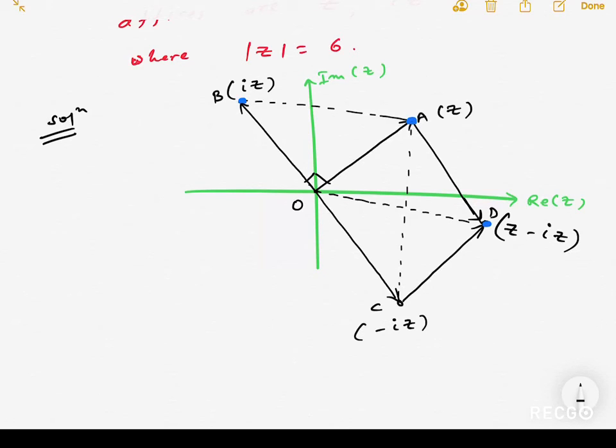So this is a parallelogram, and your required triangle, the triangle that the question is talking about, is nothing but triangle BAD.